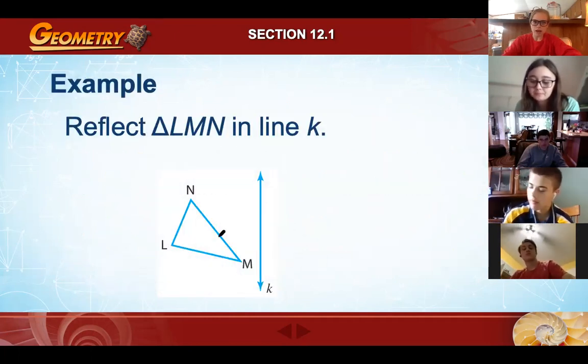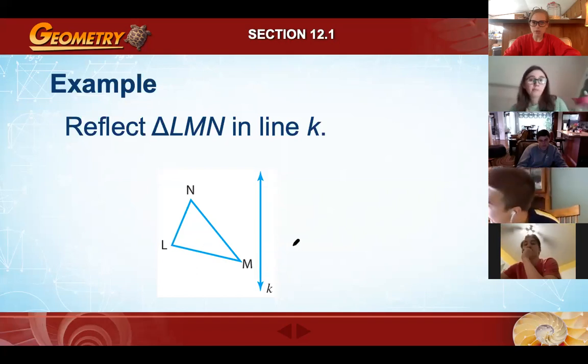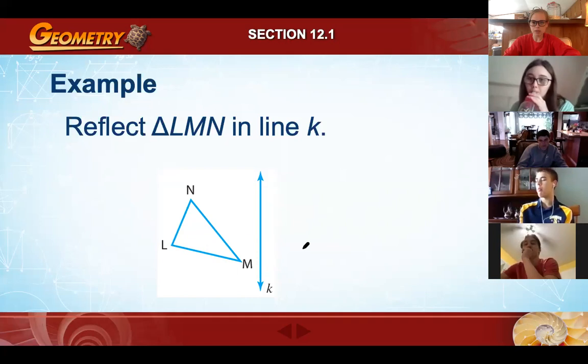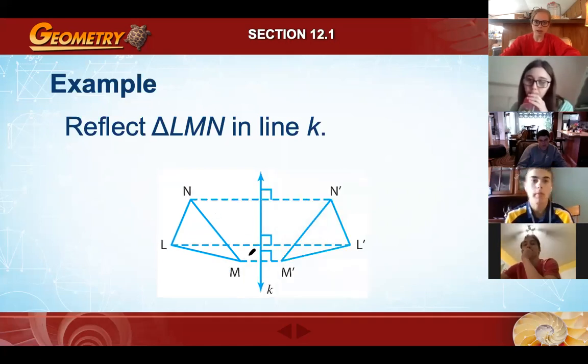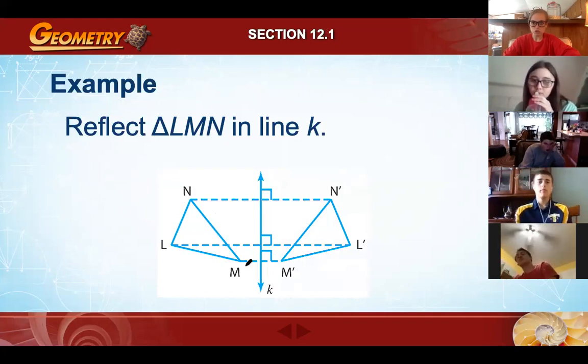So if I reflect this triangle on the other side of line K, I need to make a perpendicular bisector with point M to M prime. I need to make a perpendicular bisector with L and L prime. So here's what I know. When I make those perpendicular bisectors, it's going to give me 2 congruent halves.